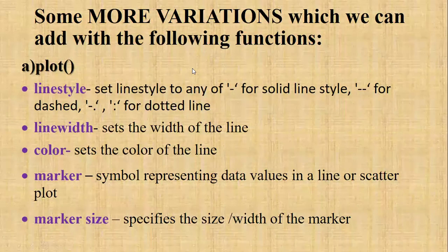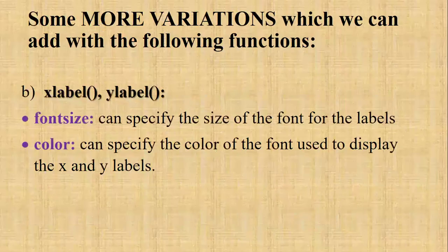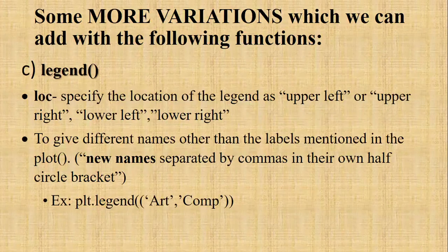Now comes a few more things with the plot. I can change the style of the line. I can change the width of the line. I can change the color with this color equal to thing also. I can put the plotting points with markers, and I can increase the marker size too to make it look very evident. These are the various things we can do. X label, Y label, we can give the font size and the font color. The legend location I can change. I may add new legend data also. Like instead of students participating in art competition, I said when you display just write art and comp. That also can be done. New names can be given.